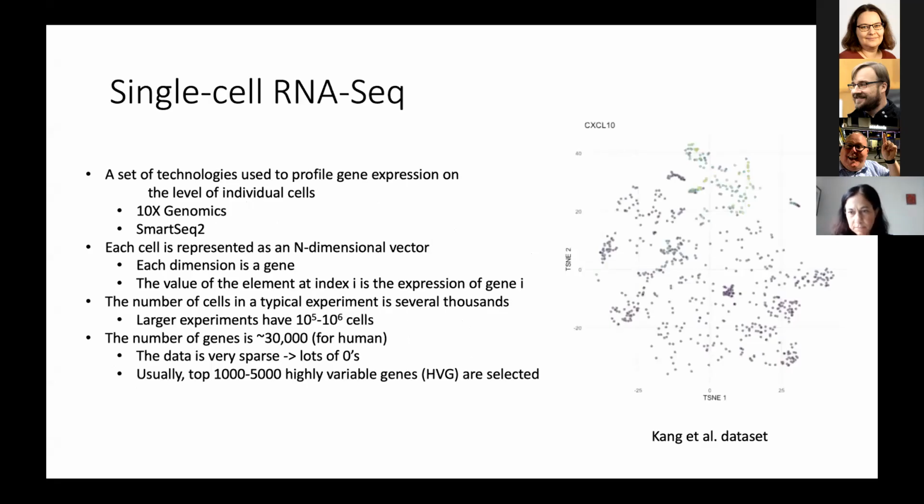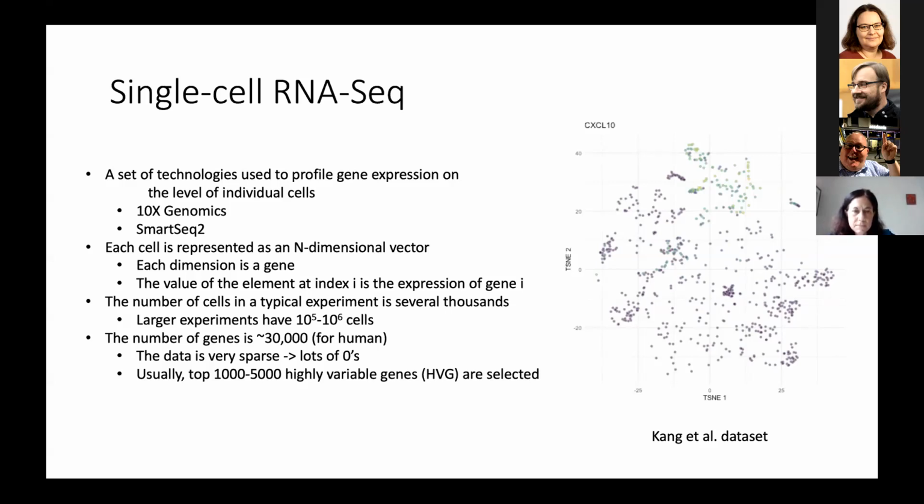Okay, so single-cell RNA-seq is basically a set of technologies that are used to profile gene expression on the level of individual cells. And currently, the state-of-the-art approaches are like 10x Genomics, if we're interested in 3' end profiling, or SMART-seq2 in case we want to profile gene expression using full-length transcripts. So in single-cell RNA-seq, we can think about each cell as an n-dimensional vector, where n is the number of genes. And the value of the element at index i is the expression of a particular gene i.